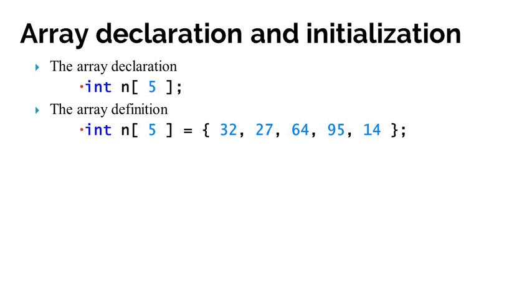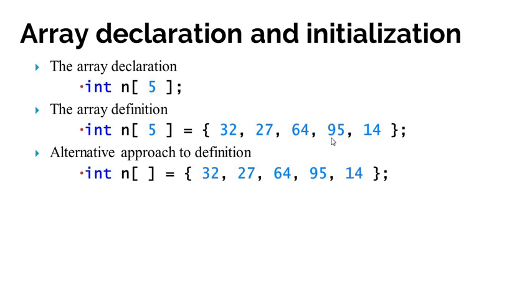Now let's see some examples of array declaration and initialization. This one is just a simple array declaration: int is the type of the array, a is the name, and inside the brackets, 5 is the dimension of the array, or I can say the size of the array. Now this one is an array definition, that means declaration and initialization both are in a single statement. So this is okay: 32, 27, 64, 95, 14.